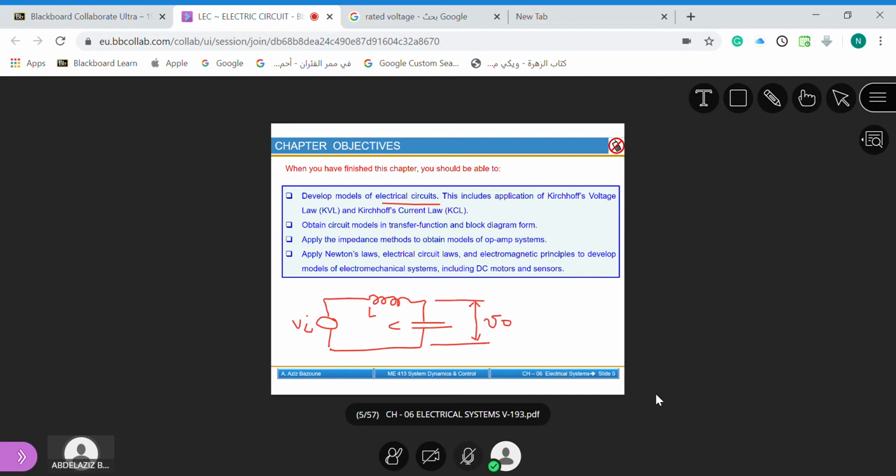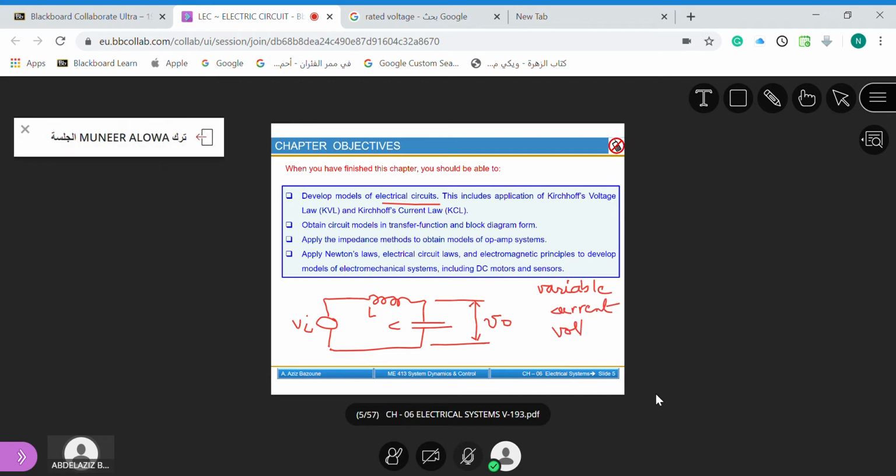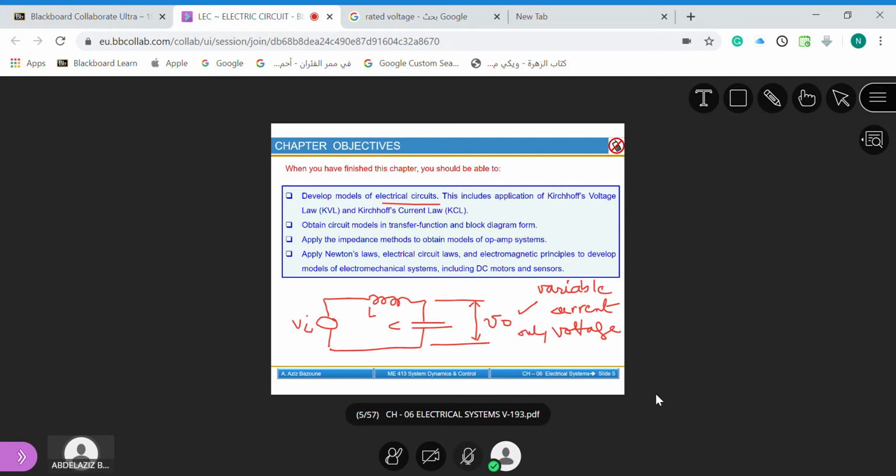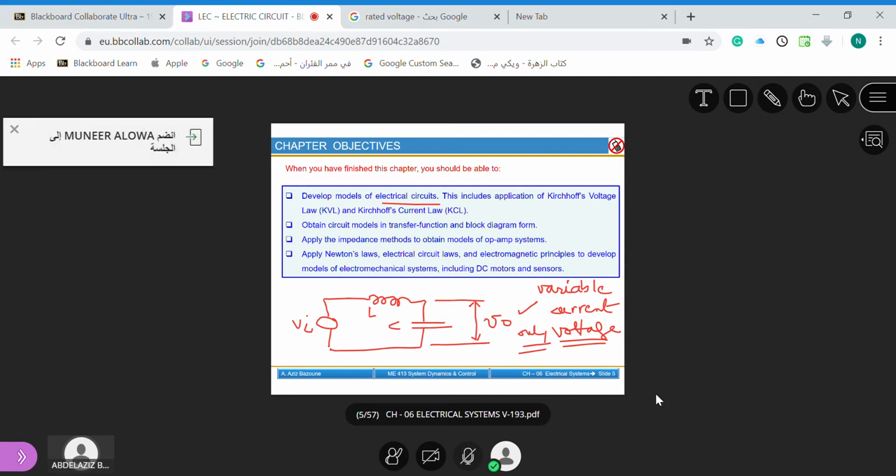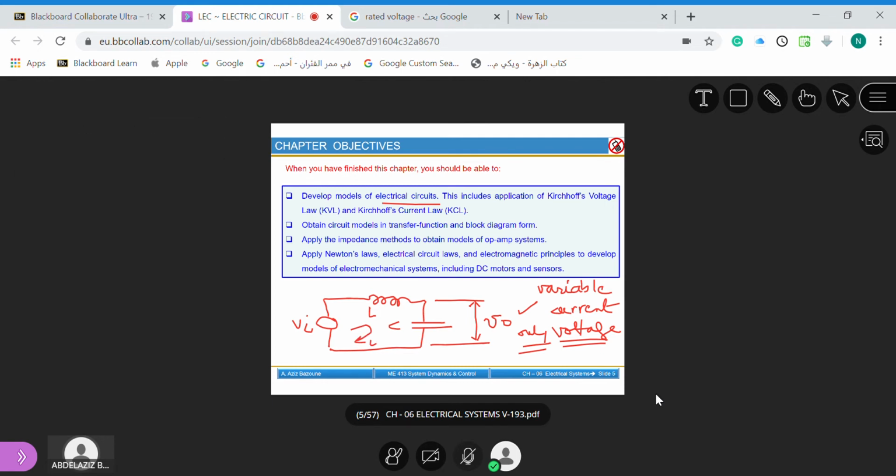The variables here are the current or the voltage. These are the elements that are variable. Maybe we take current as input and look for voltage as output. Or maybe vice versa. We take the input voltage as input and the current as output. Or we may take voltage as input, and we are looking for the output voltage, and so on. So like this example here, we have an inductor with a capacitor. The current I is passing here. The input voltage, VI, is known, and we are looking for the voltage output across the capacitor.